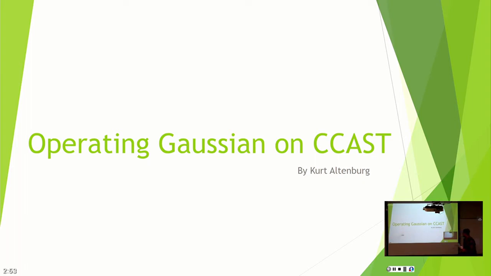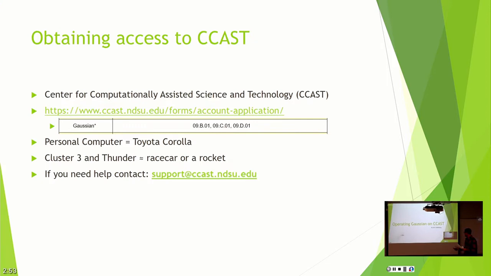Alrighty, I'll try to muddle my way through operating Gaussian on CCAST. CCAST is the Center for Computationally Assisted Science and Technology. To obtain access to the CCAST server, you'll need to go to that website link there, and they have a nice little form where you'll need to enter your name, your email, a sponsor, and then the actual software you want to use. So correct me if I'm wrong, they have Gaussian 16 on there, not Gaussian 9? Okay.